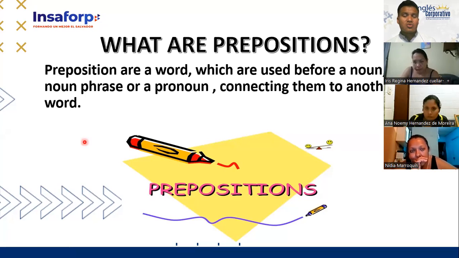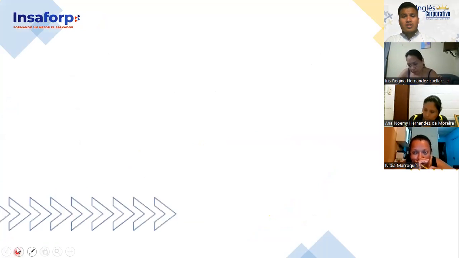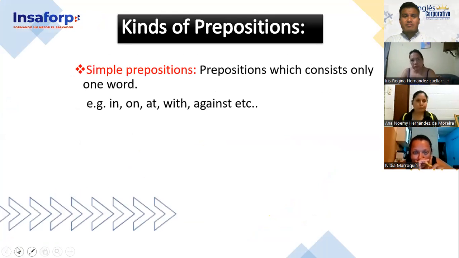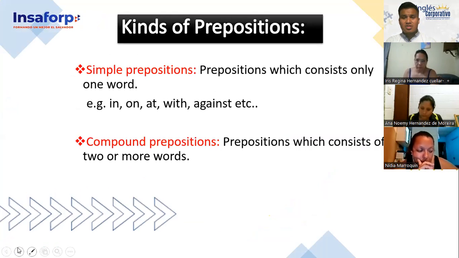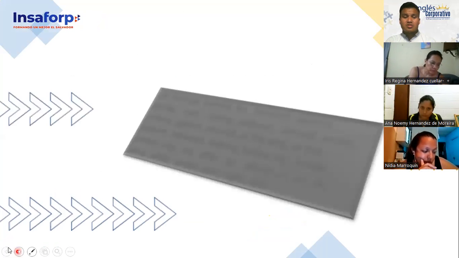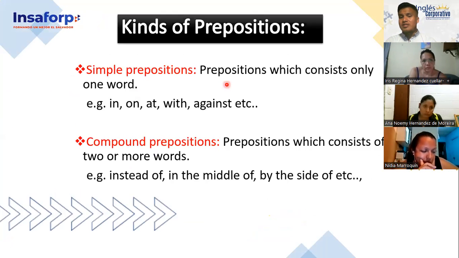Prepositions are words which are going to always be used before a noun, noun phrase, or pronoun, connecting them to another word. So in simple words, prepositions are little words that help us to connect one word to another. Simple as that. But today we're also going to have the different types of prepositions. So here we have kinds of prepositions.